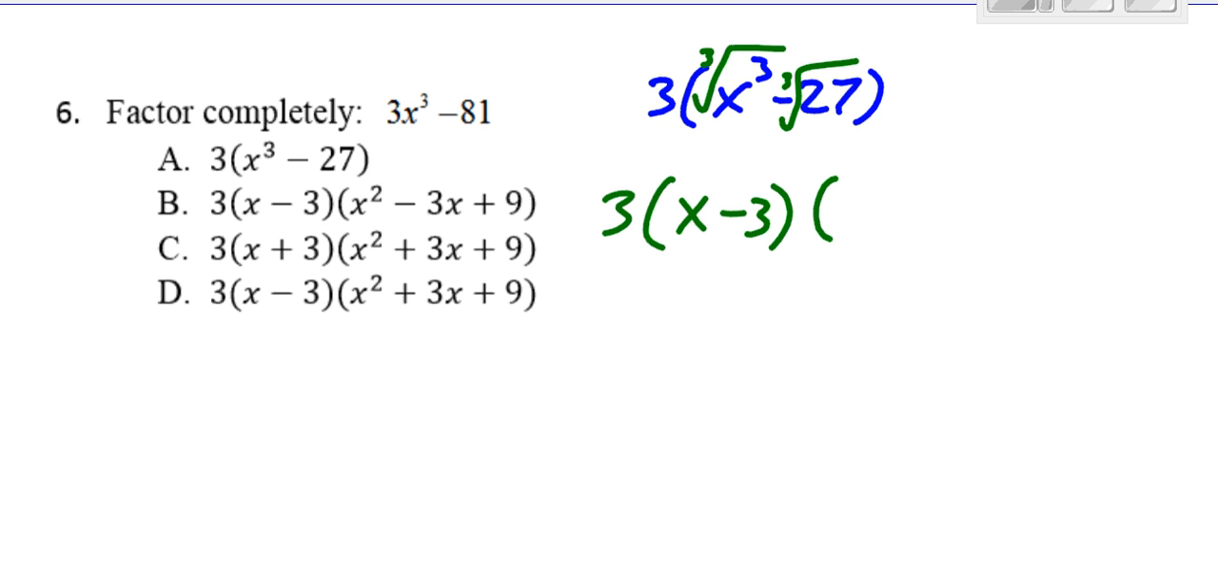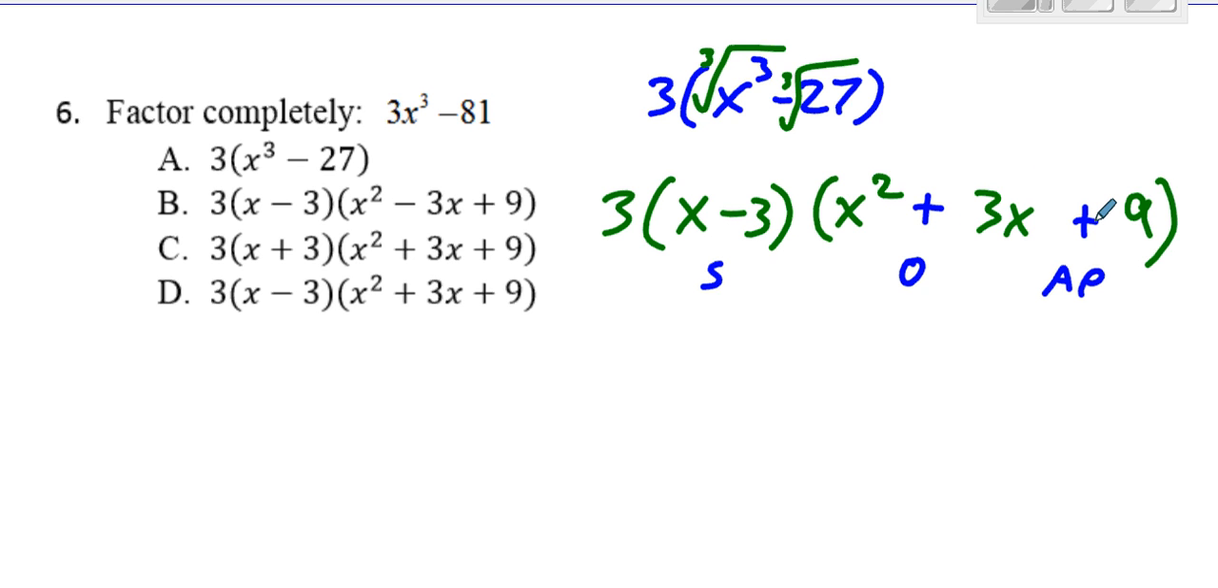And then you fill in your other parenthesis. You square the front. Then you multiply those two together. X times 3 is 3x. And then you square the back. 3 times 3 is 9. And then there's the same, opposite, always positive. So this sign was the same, this one's opposite, and this one's always positive.